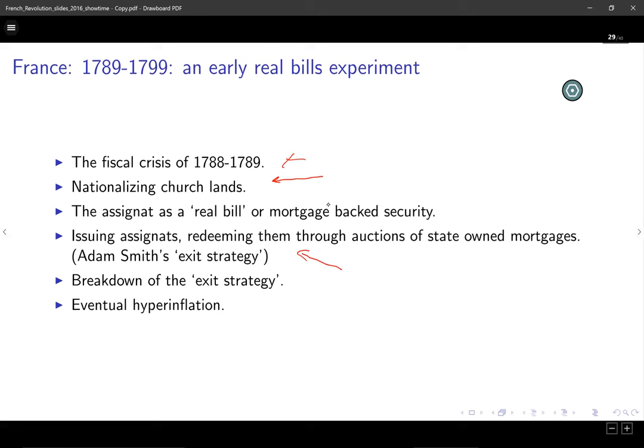They were redistributing from the church to the creditors of the government. That's what they wanted to do. They weren't nationalizing everybody. They were nationalizing some people to help some other people.